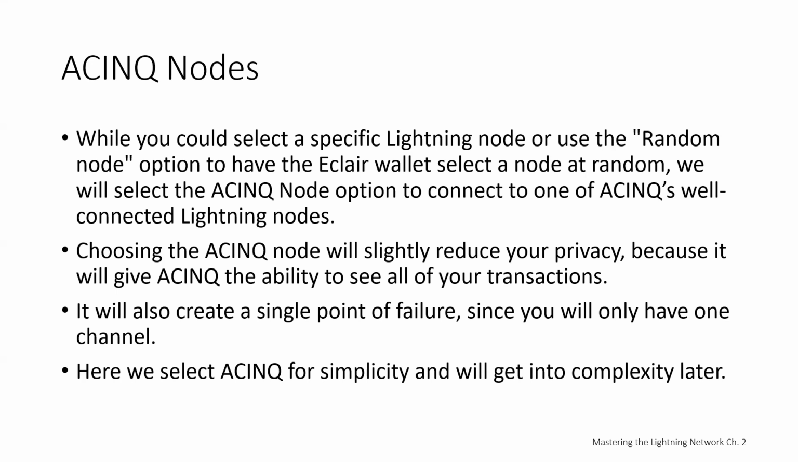Choosing the async node will slightly reduce Alice's privacy because it will give async the ability to see all of Alice's transactions. It will also create a single point of failure since Alice will only have one channel, and if the async node is not available, Alice will not be able to make payments. To keep things simple at first, though, we're going to accept these trade-offs. In subsequent lectures, we'll talk about how to gain more independence and make fewer trade-offs.